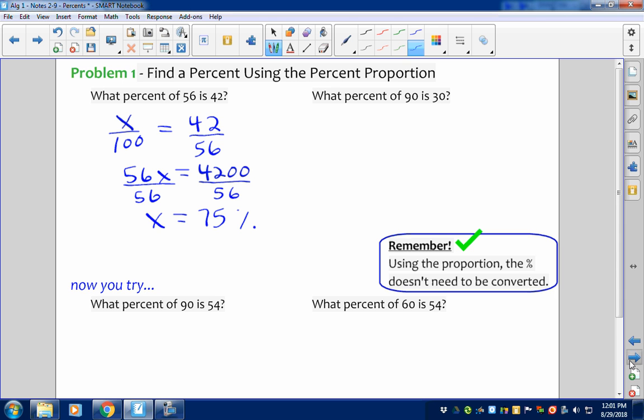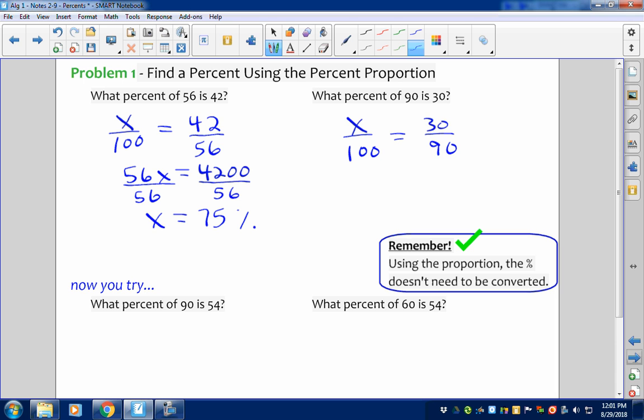X over 100 equals 30 over 90. What fraction of 90 is 30? 1/3. And what is that as a decimal? 0.3, and it's infinite. Yeah, it is. And so as a percentage, it would be what percent? About 33, yeah. It's about a third, right?